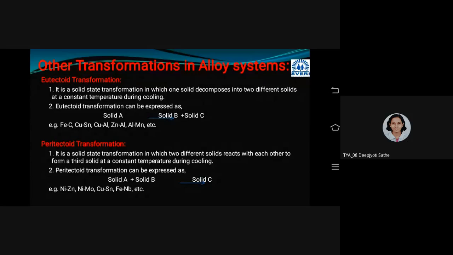Eutectoid transformation means that one solid will decompose at one particular constant temperature during the cooling process, and it will form two different solids. That is eutectoid transformation. And two solids will combine at a constant temperature and form a third new solid. That is peritectoid transformation. Some examples I have marked here are nickel zinc, nickel molybdenum, copper tin, and iron Nb, where Nb is the niobium element. So these are the eutectoid transformation and peritectoid transformation.